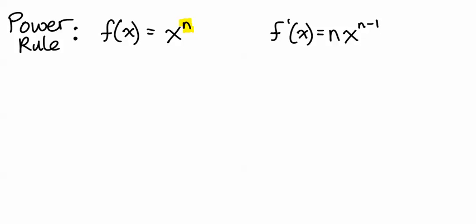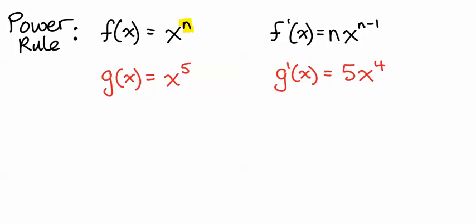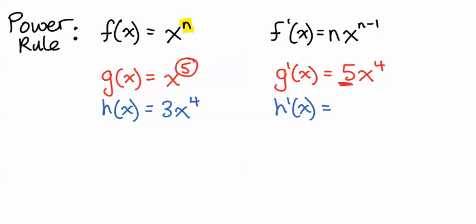Let me give you an example with actual numbers. If we had g of x equals x to the power of 5, the derivative, g prime of x, would be 5x to the power of 4. So this exponent became the coefficient, and our exponent got reduced by 1. A more complicated example: say we had h of x equals 3x to the power of 4. H prime of x would equal, that 3 would still be there, but now we've got the 4 as a coefficient as well, and now we would have x to the power of 3. So altogether we'd end up with 12x cubed.